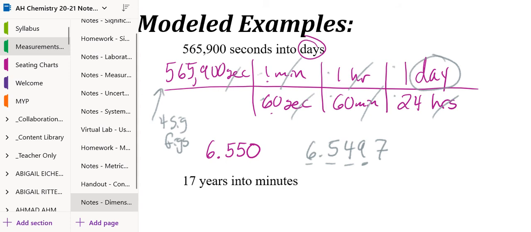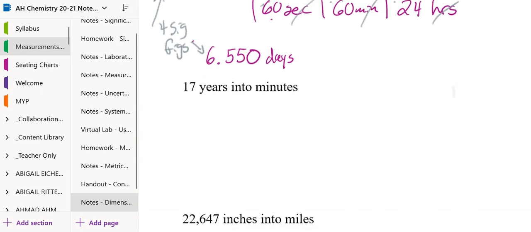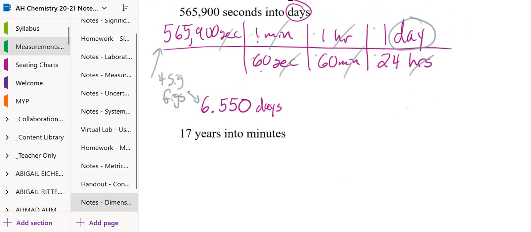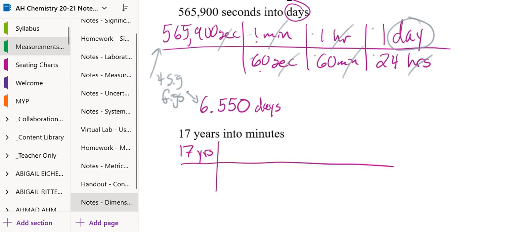And what's the unit? Good. You guys want to try the next one? We're going to go over it together, but do you guys want to try it yourselves and see? Cool. So you guys work on 17 years into minutes.